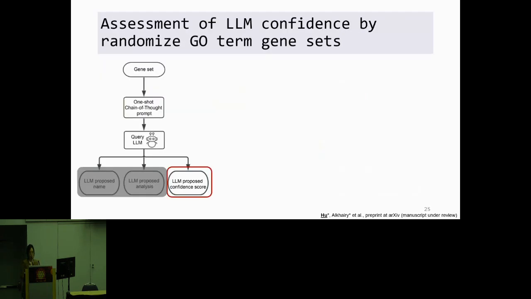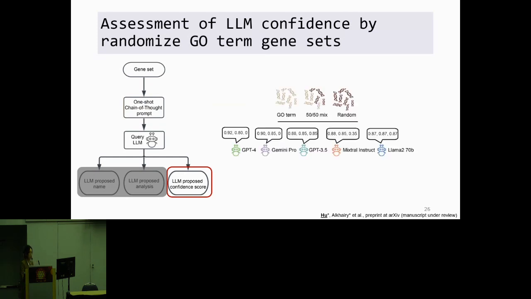Now I want to move forward to bring your focus to the confidence score here. So we ask it to express its uncertainty, but we also want to evaluate whether we can trust its uncertainty. So we build a pipeline to assess the LLM's confidence by randomizing the gene set. So we take the term from GO and randomly inject random contaminations to the GO gene set, or completely randomize the gene set to test if, using the confidence score, we can differentiate between those different sets.